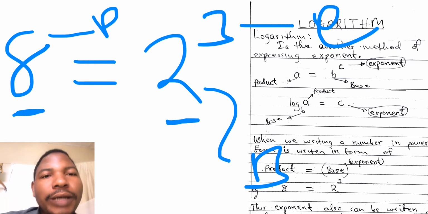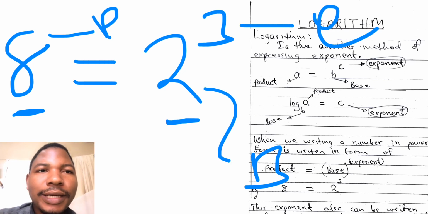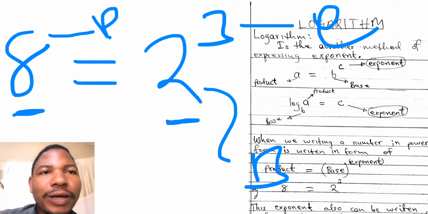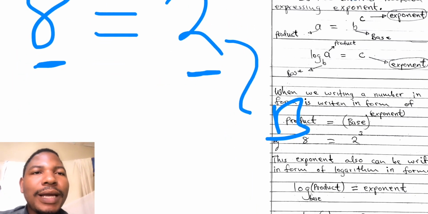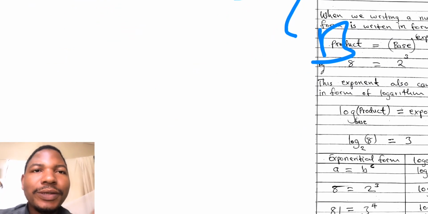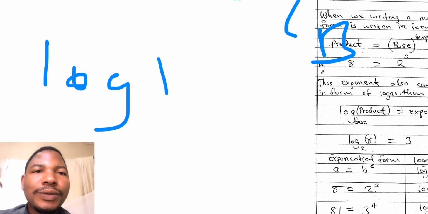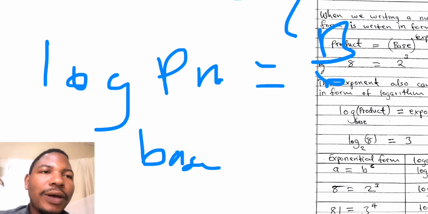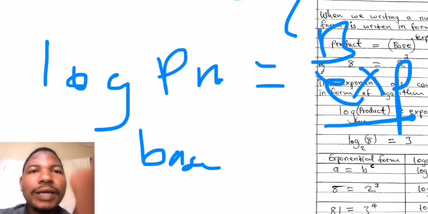So when we write a number in power form, we must have the product, and also we must have the base, and also we must have the exponent. This exponent can be expressed in terms of logarithm. Okay, how can I express this exponent in terms of logarithm? It will be like this. We are supposed to write log, then here the product, and here the base is equal to your exponent. This means the exponent can be expressed in terms of logarithm, as you see here.